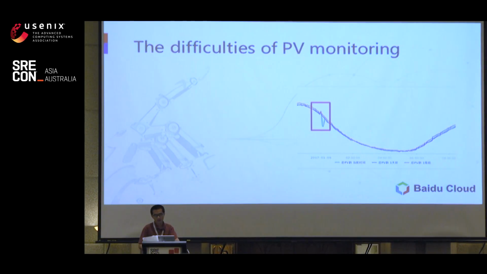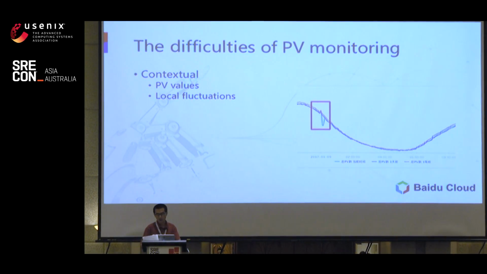The difficulties of PV monitoring relate to the following facts. First, many PV number curves have a periodic pattern. Suppose there is a PV curve directly from the end users' requests. Because most users will go to bed during the nighttime, the PV number will drop at night and increase in the daytime. When we try to detect anomalies on this PV curve, we need to consider the time of the day. So we cannot set a fixed threshold on the detector. This means the anomaly detection on PV number is contextual.